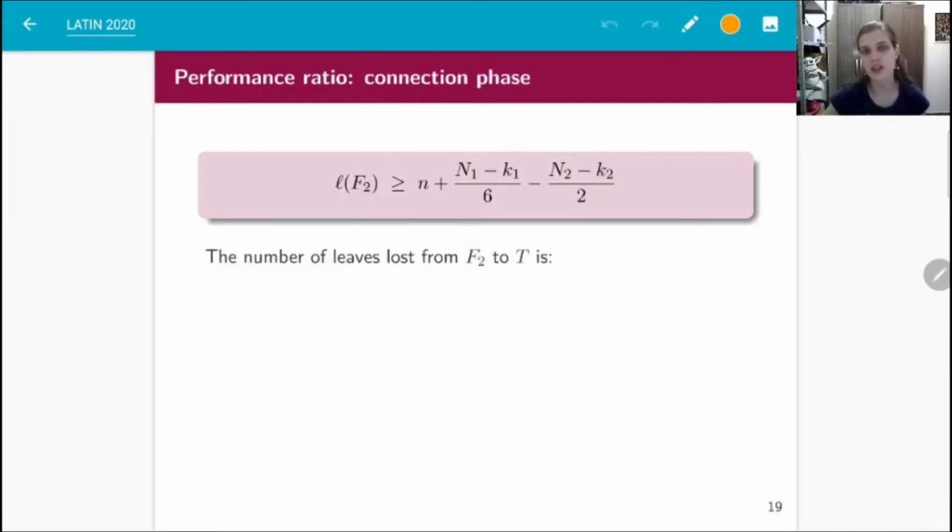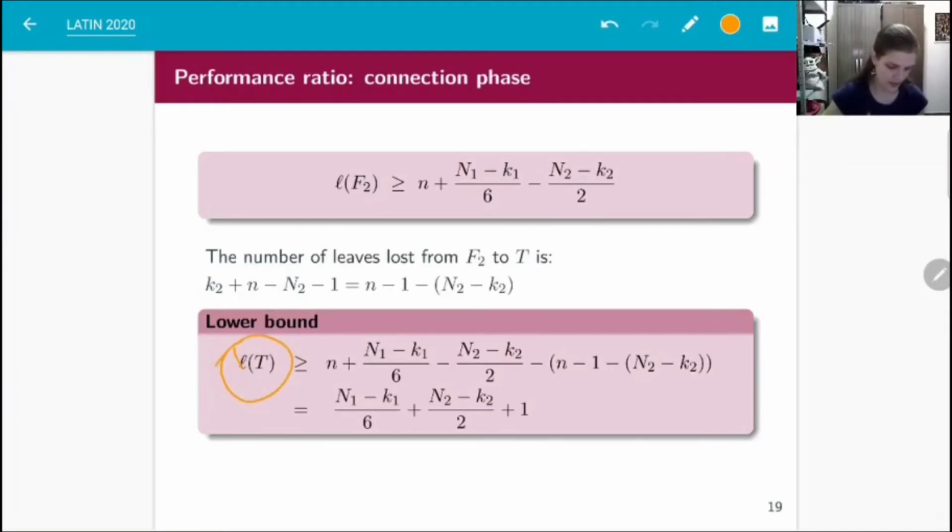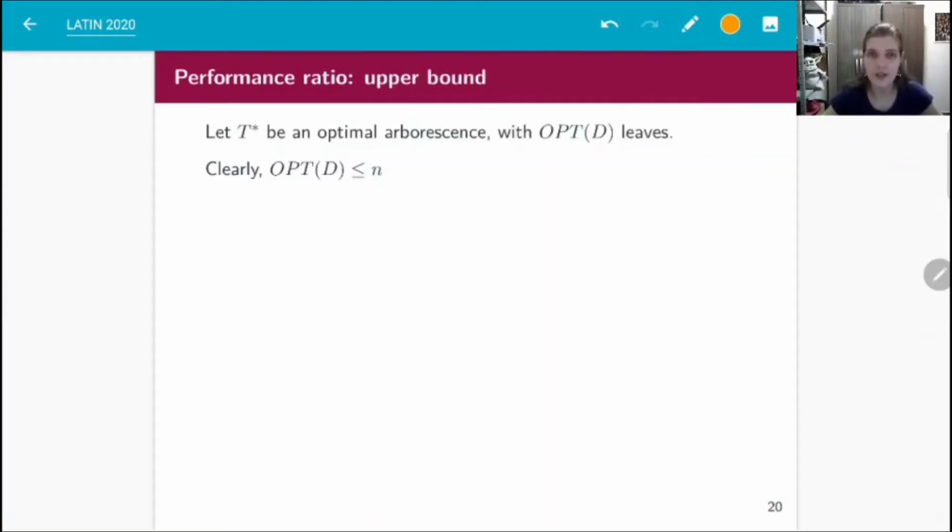Now, the number of leaves lost from F2 to T is the difference on the number of components, because T has only one component. So the number of leaves our algorithm creates is at least this expression here, which involves the number of vertices in non-trivial components and the number of non-trivial components. Now that we have this lower bound on the number of leaves that our algorithm creates, we want to relate this with the number of leaves of any optimal solution. So what we need now is to find an upper bound on the optimal number of leaves, which is also expressed using the number of vertices in non-trivial components and the number of non-trivial components.